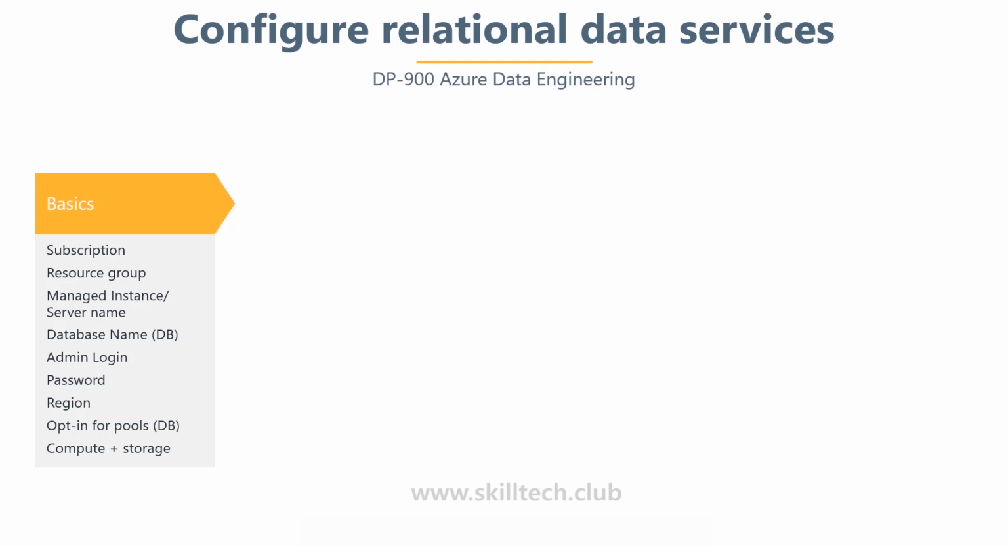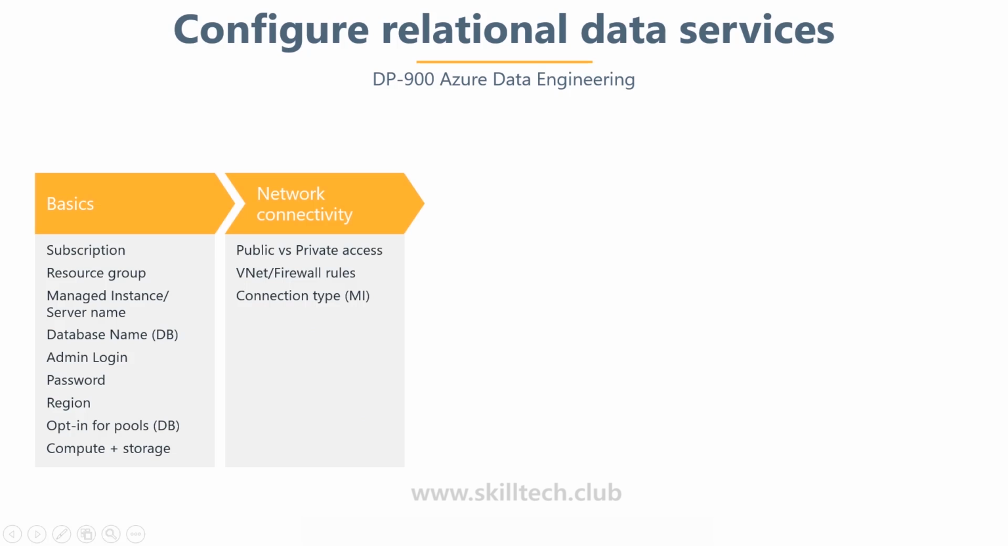You can also choose what kind of compute you want to associate with your database. You can opt in for the elastic pool, or maybe you can just create a single database with dedicated compute and storage associated with it. Once you are done with the basics, you can configure networking connectivity, where you can go with public or private network access.